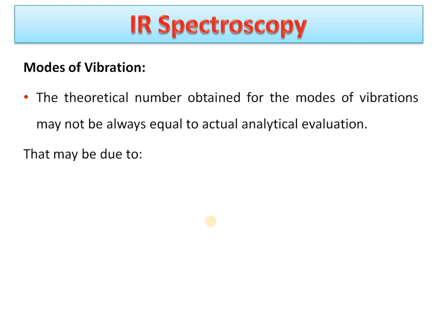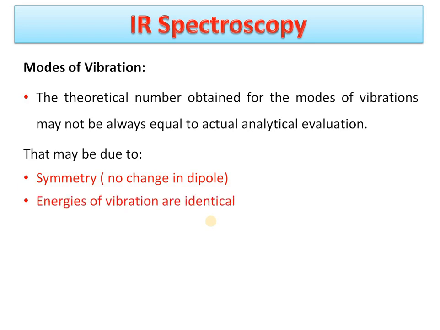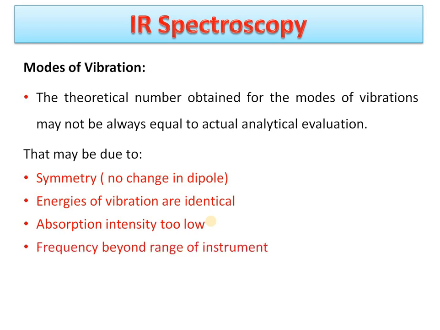Now again, the theoretical number obtained for the modes of vibration may not be always equal to actual analytical evaluation because it may be due to symmetry in a molecule which will lead to no change in dipole. Second, energies of the vibration are identical. That means both the vibrational states will absorb the IR radiation of same wave number. Third, absorption of the intensity is too low. And fourth one, the frequency beyond range of instrument.